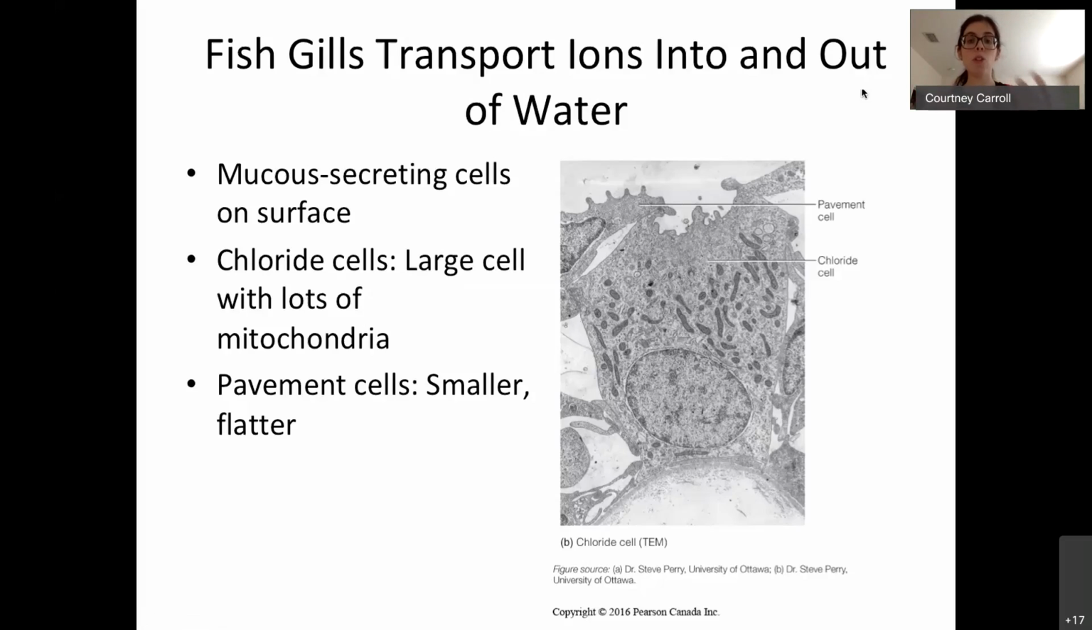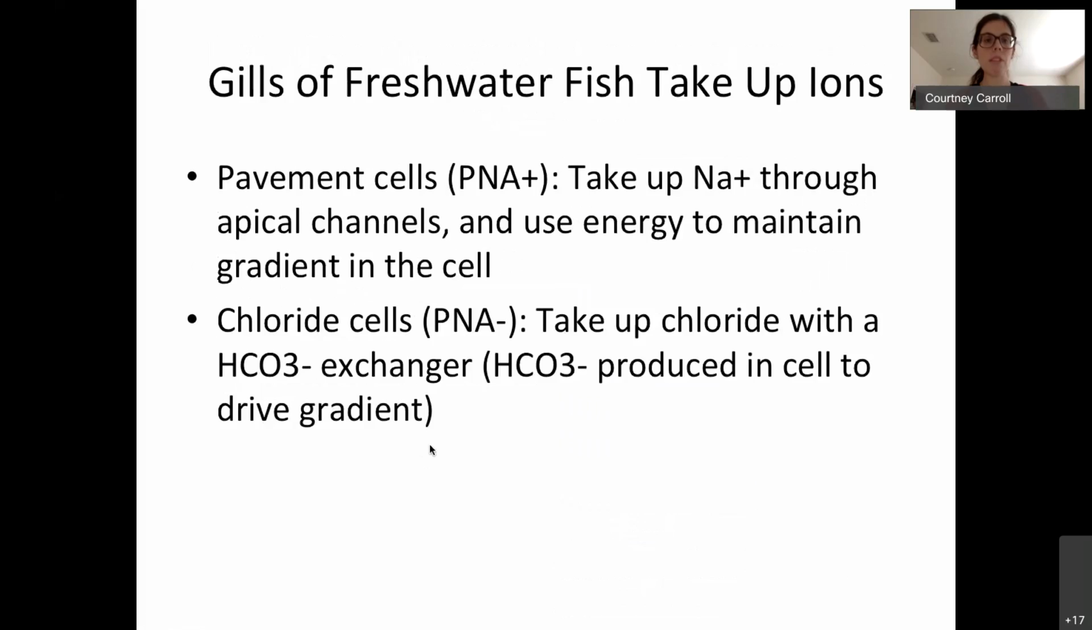And chloride cells, when you look at them, they're larger, they have a lot more mitochondria. It's shown here in the electron micrograph picture. All those little dark regions, those electron dense regions, those are going to be your mitochondria. So you can see very high energy demand filled with mitochondria, whereas the pavement cells are smaller and flatter cell. And so the gills of freshwater fish, again, they're living in a hypotonic solution. Their goal is to take up salts. They want to take up ions.